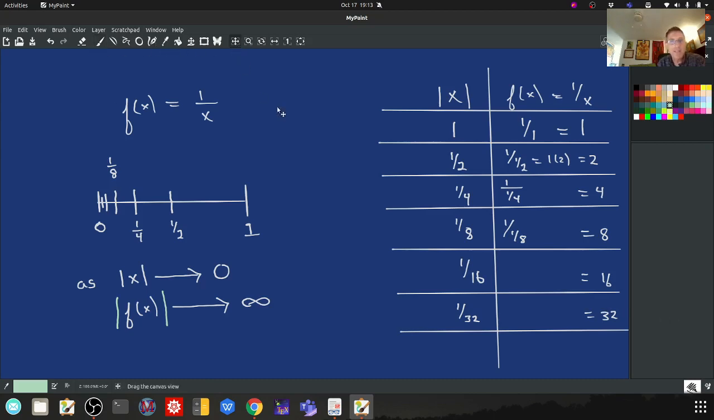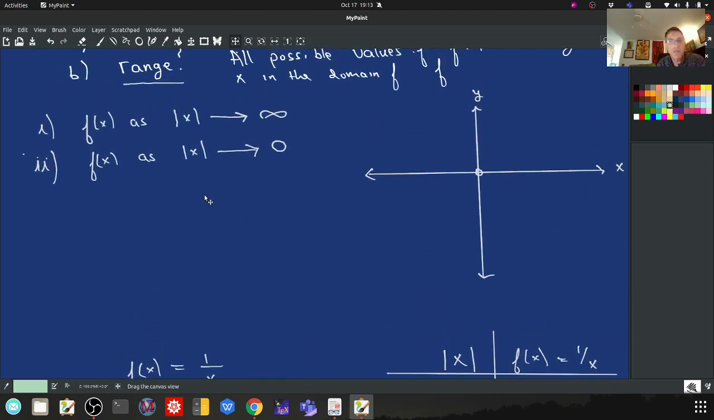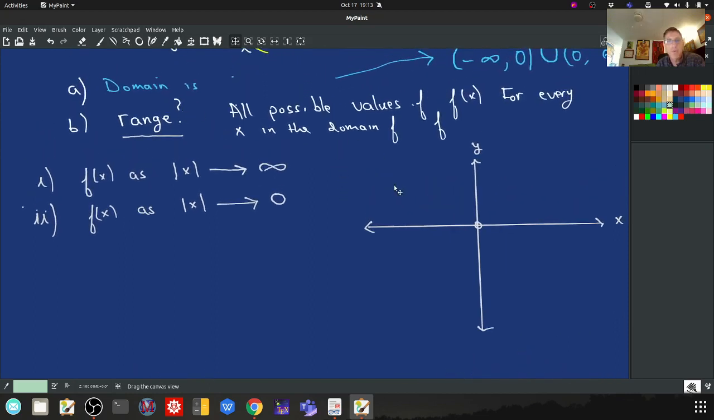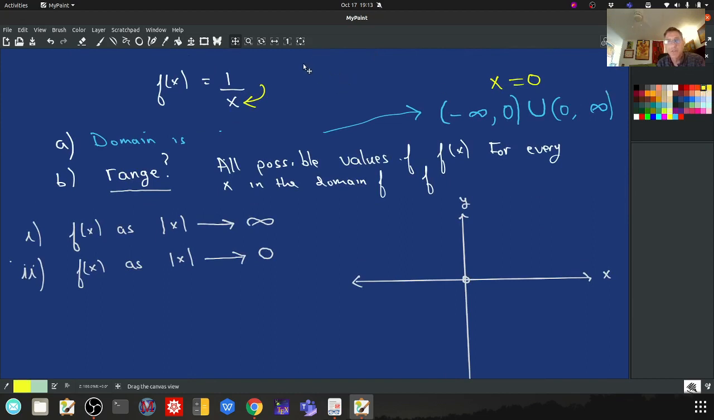So now let's look at our second question. So these are general questions that we're going to ask for all of our graphs, and they're really important questions. So for the particular case, for the reciprocal function, so this is called the reciprocal, it actually has a specific name. We know f of x, what happens to f of x is what I'm asking here.